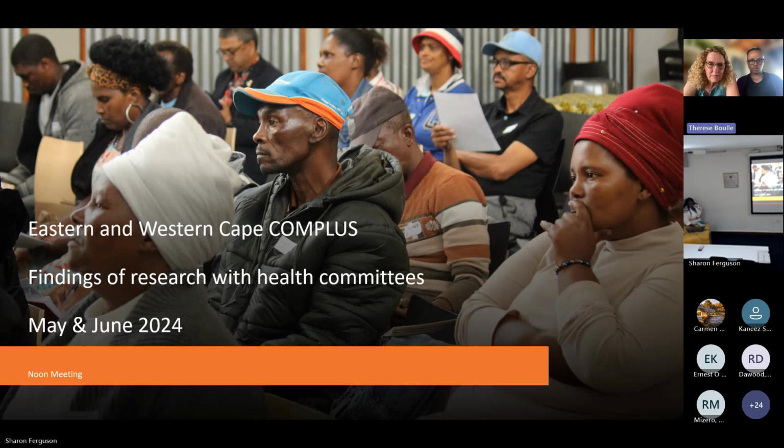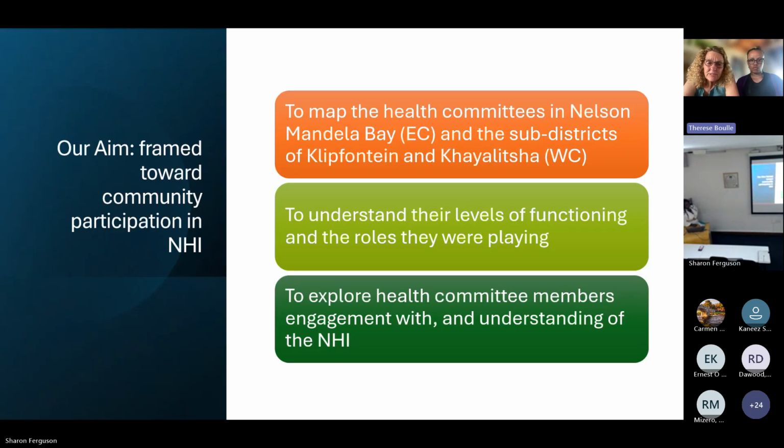Okay, so what was our aim? Our aim was to map the health committees in both Nelson Mandela Bay and the sub-districts of Klipfontein and Khayelitsha, to understand their levels of functioning and the roles they were playing, and then to explore further what health committee members understood about the NHI and how much they may have engaged with the NHI.